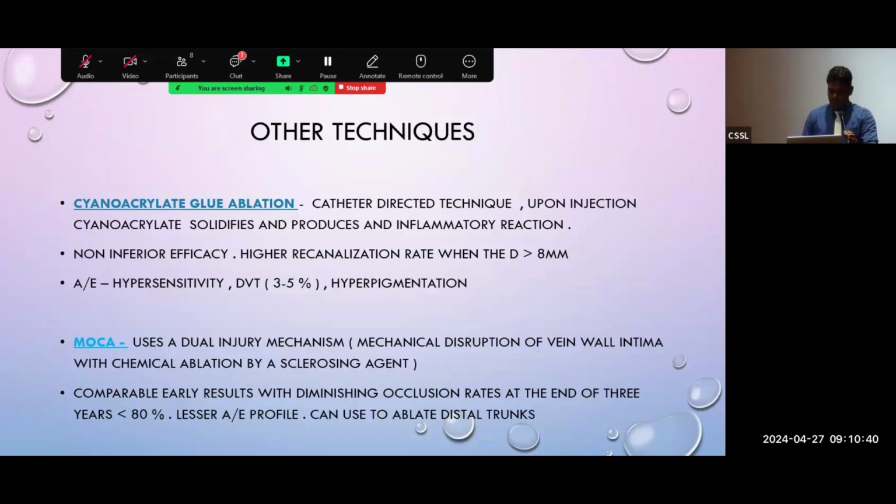And MOCA is a dual injury technique where you mechanically disrupt the vein wall with the catheter wire, and at the same time you inject a sclerosing agent.